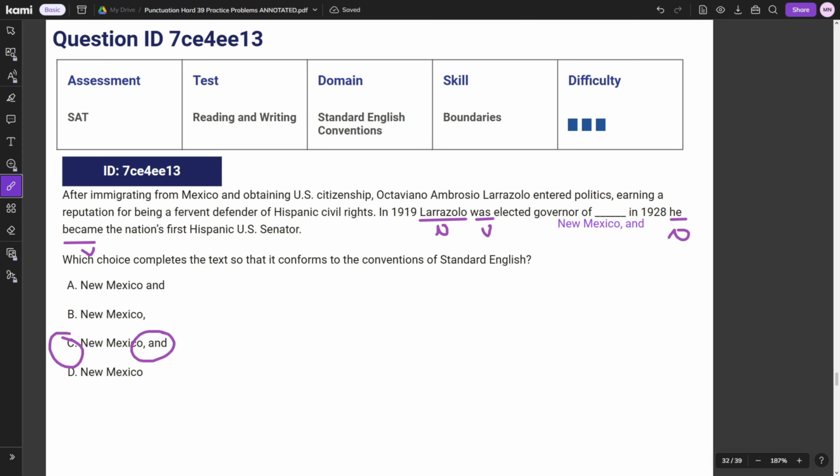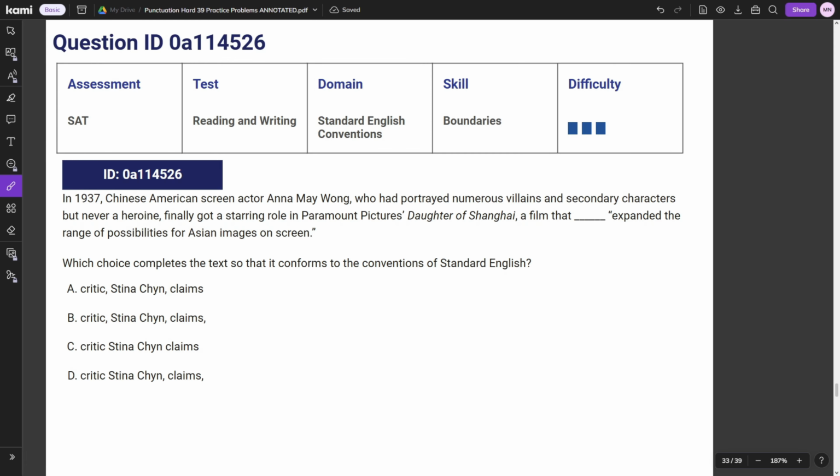Question number 33, let's look at our answer choices. Once again we have a title, which is critic, and a name, which is Stina Chin. So a title plus a name is an appositive, and whenever you have an appositive, you never use any punctuation at all. Now this question is a little bit different because they also include the verb in the answer choice, and the verb here is claims. But that still doesn't change anything, alright? You still use no punctuation. So our answer will be C.